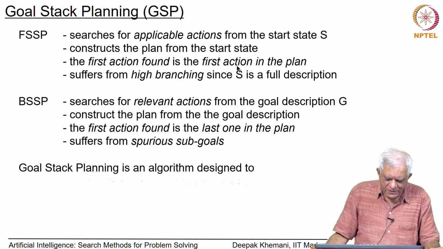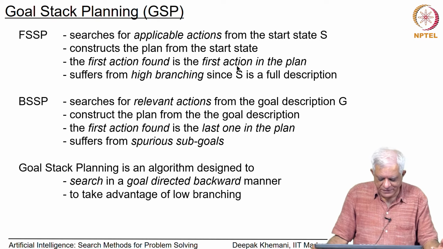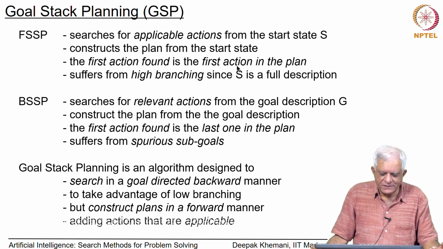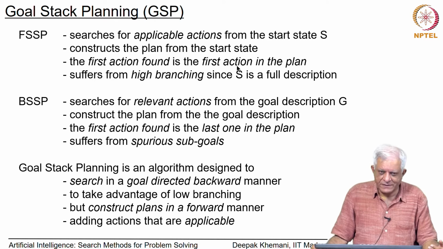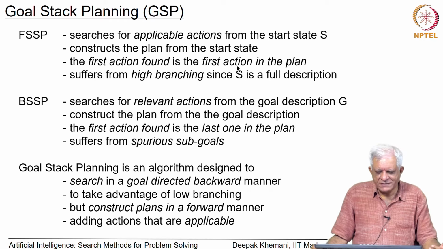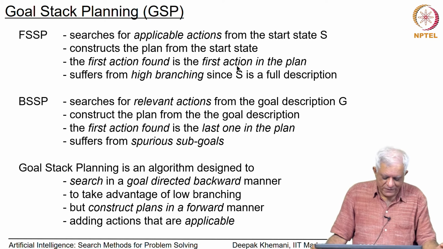So, this algorithm, goal stack planning, is designed to search in a goal directed backward manner, which means it will be able to take advantage of the low branching that backward state space planning has. And if you remember, we had said that the branching factor is low, because a goal is only a partial description of what you want to achieve, and so backward state space search focuses only on the goal and what you want to achieve.